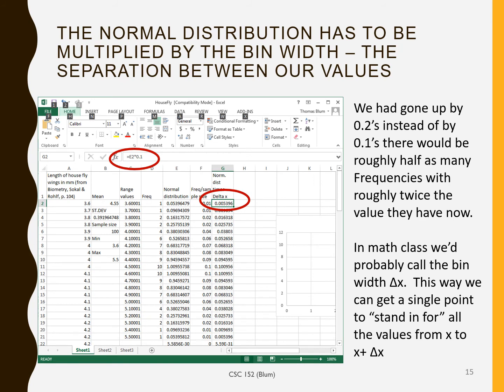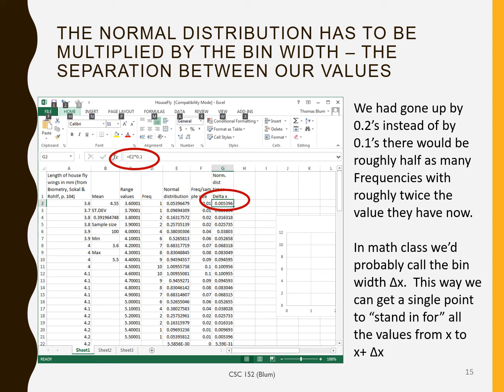The normal distribution is a continuous distribution, but we're not really working with a continuum here. We've been working with these bins. So the number 3.6 is really standing in for all the numbers between 3.6 up to, but not including 3.7.